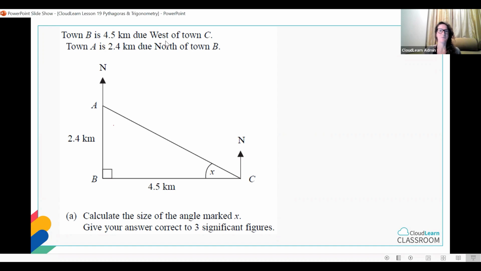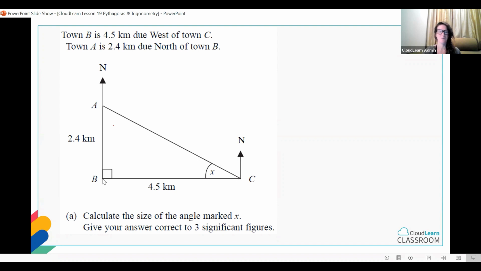So remember, due west is always going to be at a right angle heading. From town C, due west is always going to be heading at a right angle at 270 degrees from there. So this way. And then town A is 2.4 kilometers due north of town B. So there it is. So gone north to get to A there. So you may have to draw that kind of diagram in yourself.